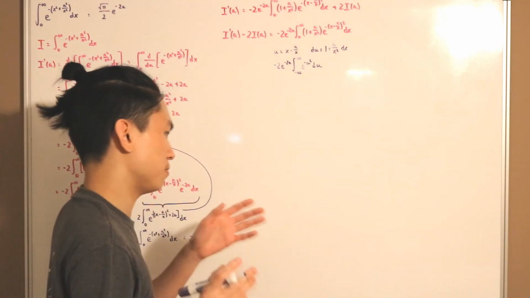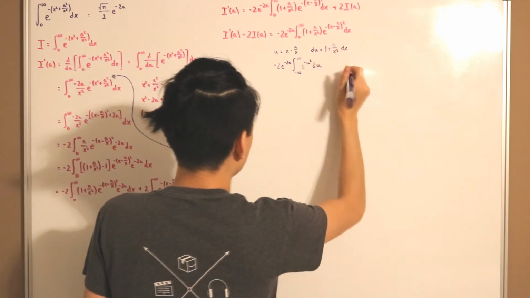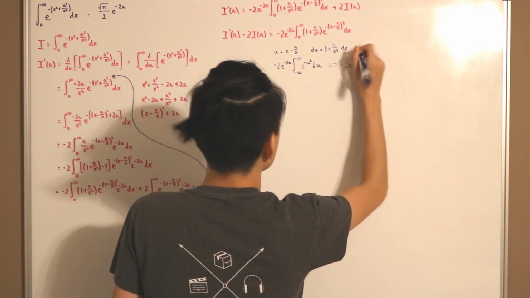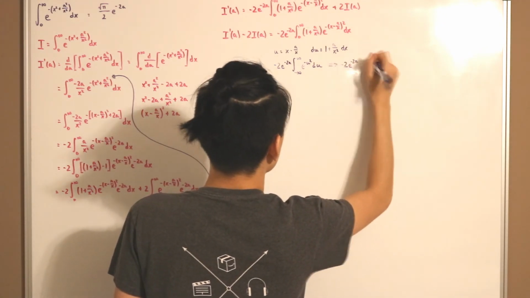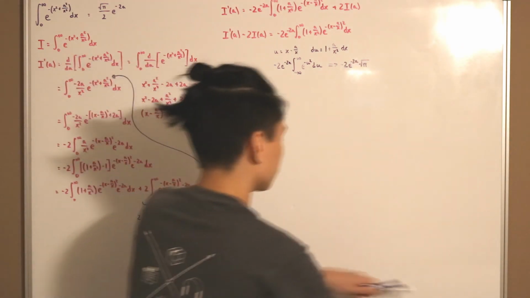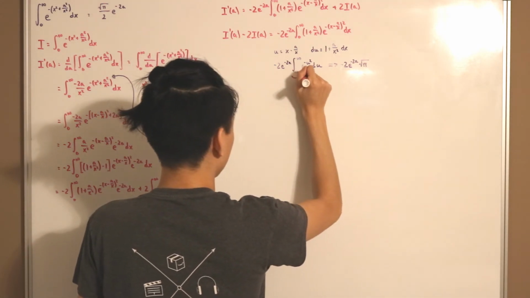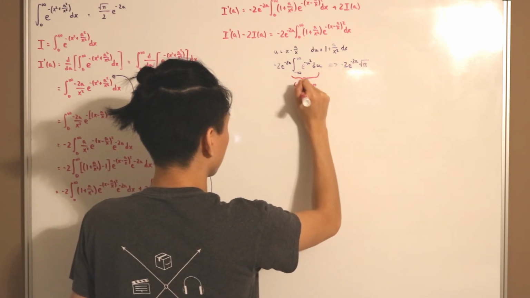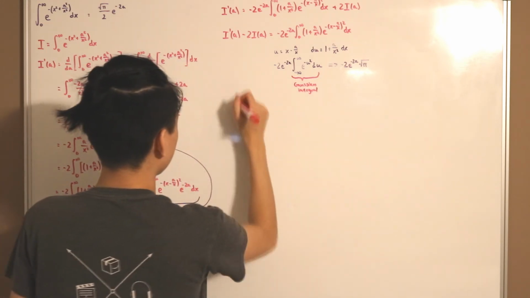Because of that, we know that this specific integral is equal to the square root of pi. So this is rewritten as negative 2 e to the negative 2a, and then times the square root of pi. Okay, so now let me also put a little note right here that this is the Gaussian integral, like so.